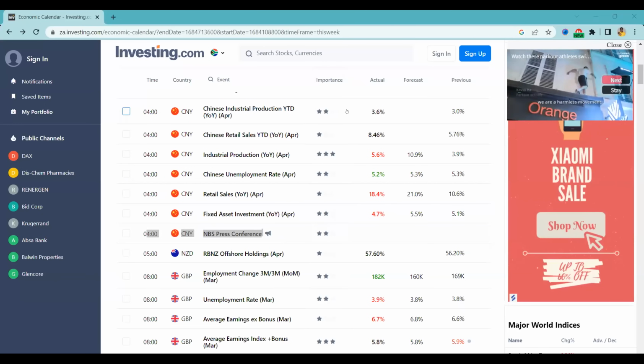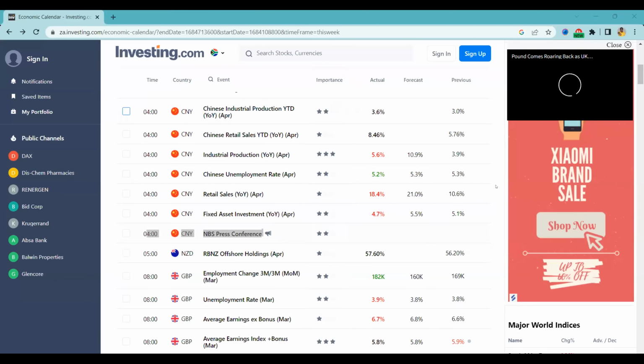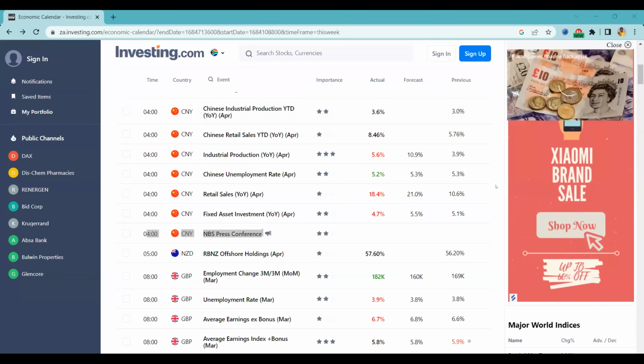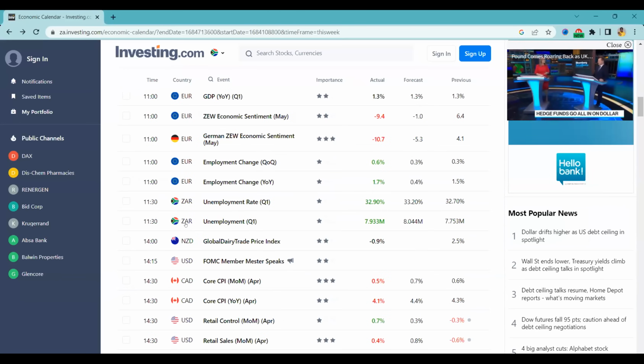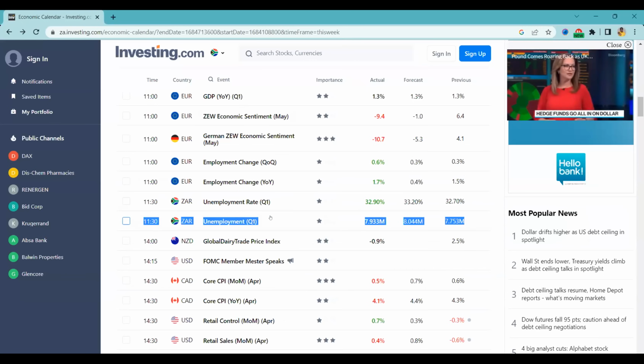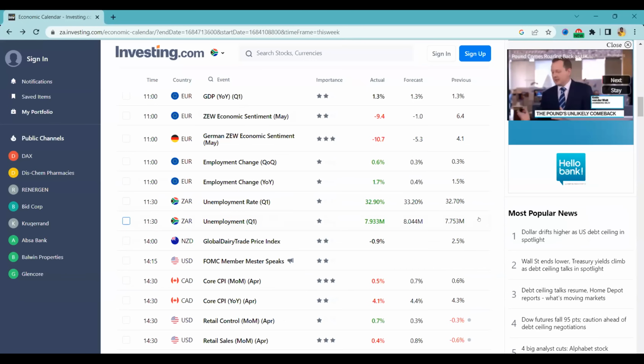So yeah, that's the speech event. And we're going to move to another event type. We call it M events. Let me scroll down and see if I can find an M event. Yes, I found it under ZA, South African Employment Change. I've marked the event. So how do you know that this is an M event?